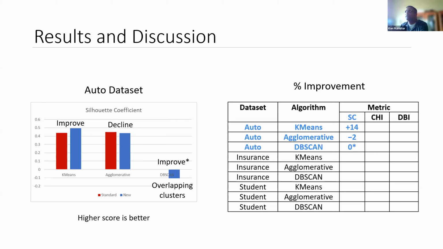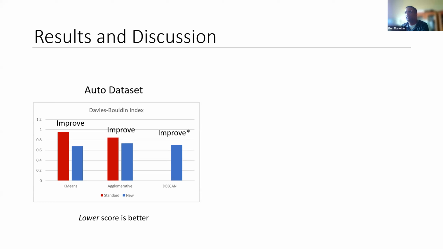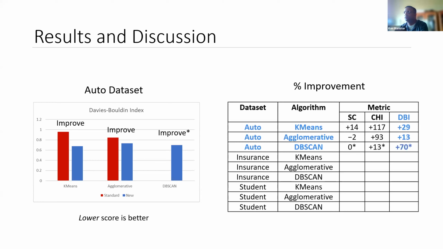Similar thing with the DBSCAN, the new approach had 1 cluster, whereas the traditional DBSCAN did form at least 2 clusters. And with the Davies score, similar type of behavior. I'll just note that for the Davies score, a lower score is better, right? So don't mind seeing the blue chart lower than the red. This is good in that case. Basically what the Davies index indicates is that the new approach created better clusters. So for the auto data set, generally the new approach was good.